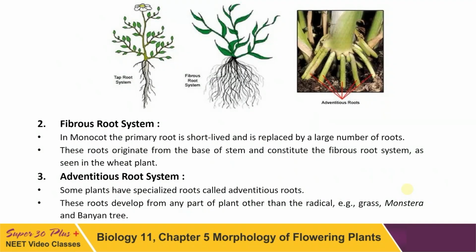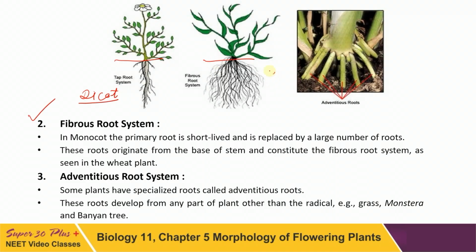Come to the next now, that is the fibrous root system. This is an example of a taproot system. You can see so many plants, and usually the taproot system is found in dicot plants. What is the fibrous root system? This is an example of a fibrous root system.